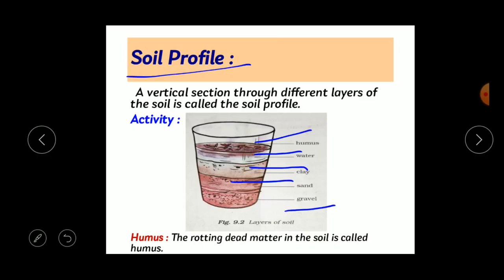Now what is this humus? The rotting dead matter in the soil is called humus. Humus means the rotting dead matter. It is the decaying or decomposition of plants and animals in the soil that is called humus.